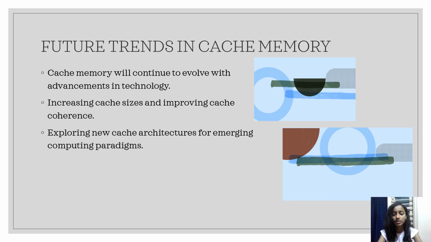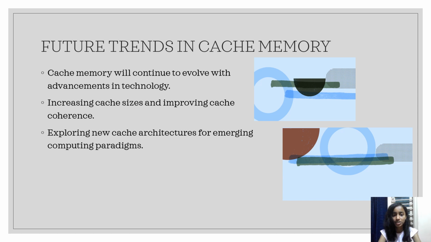Cache replacement policies will evolve to become more intelligent, utilizing machine learning algorithms to adaptively determine which data to evict from the cache. Future cache memory systems may integrate cache and main memory more closely, blurring the line between the two and improving overall performance. Future trends will involve programming techniques that take advantage of cache memory hierarchies and optimize data access patterns to maximize cache utilization.